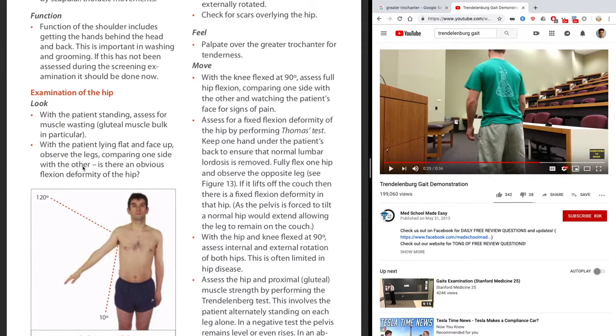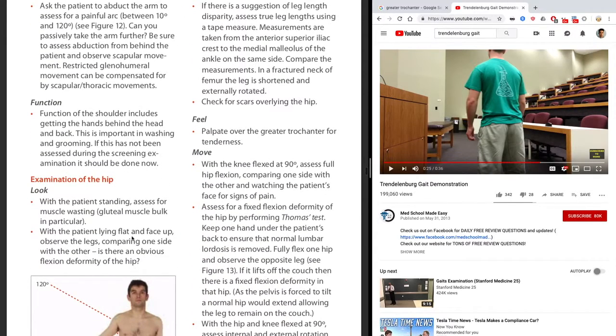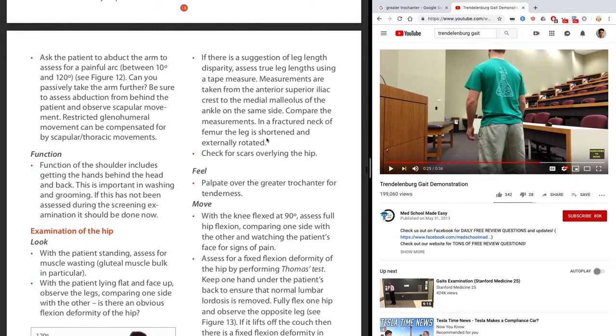Okay, then we ask the patient to lie flat on the couch. And then we observe if there's any obvious flexion deformity, or if one of the legs is externally rotated, or if one of the legs looks shorter. We're going to measure the true length, which is from the anterior superior iliac spine to the medial malleolus of the same leg, and compare both sides. So one of the legs will be shorter and externally rotated in fractured neck of femur. Next, we're going to check for scars.